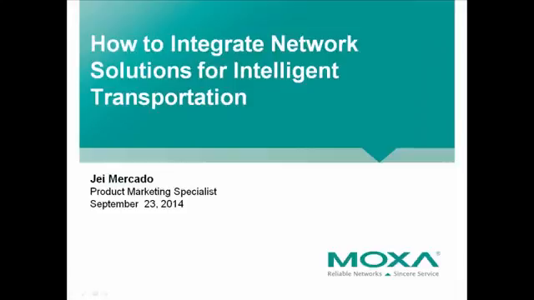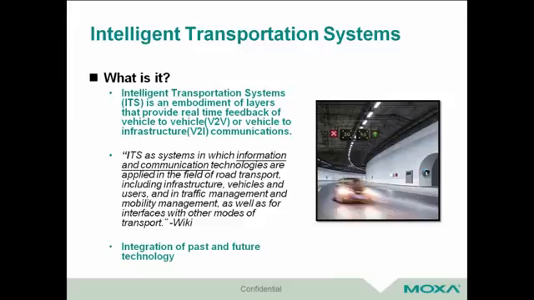So intelligent transportation systems, what is it? My definition is basically the embodiment of layers of communications that provide real-time feedback of vehicle-to-vehicle and vehicle-to-infrastructure communications. Essentially, there's a big scope to this new technology where we're able to get all the information pushed back either to us locally on our phones or to a central location, but more or less it's just the integration of these communications.